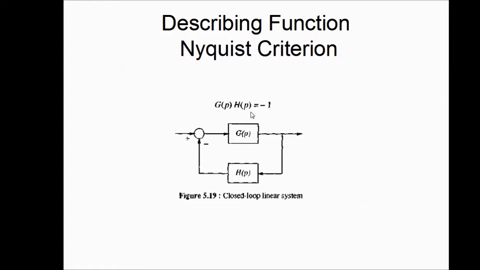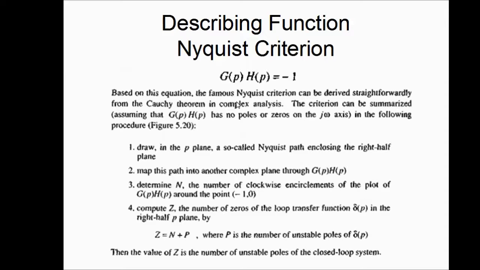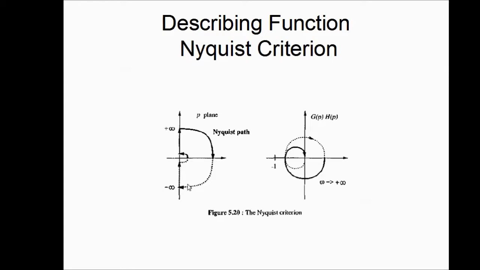Now the closed loop linear system's characteristic equation is GH equal to -1. So let's look at the Nyquist criterion, which could be applied for stability for nonlinear systems as well. Based upon this equation, the Nyquist criterion can be derived straightforwardly by applying Cauchy's theorem in complex analysis. The criterion can be summarized in the following procedure. Draw in the p-plane the so-called Nyquist path enclosing the right half plane. So this is the Nyquist path there in the p-plane.